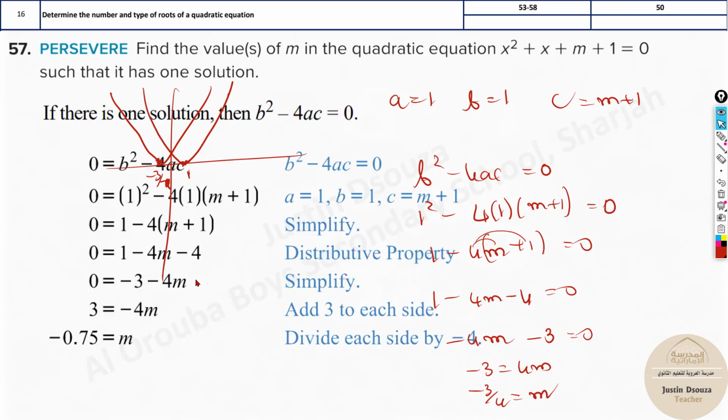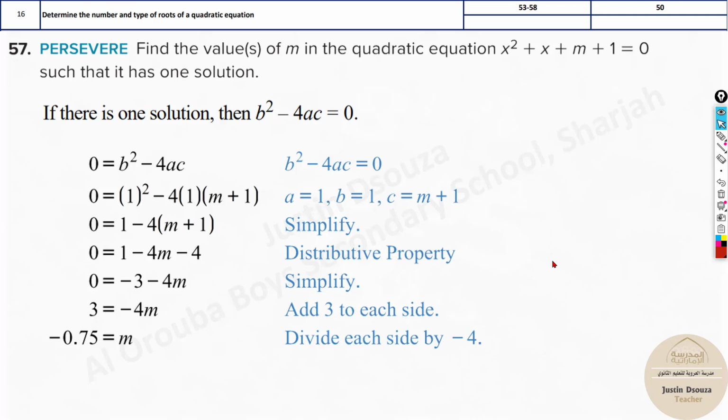So for the m value, you don't need to graph. You just have to find the m value. That is negative 0.75 or negative 3/4. It's the same thing. That's how we solve it.